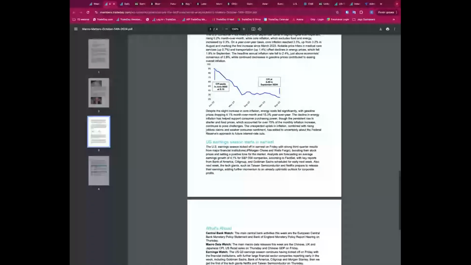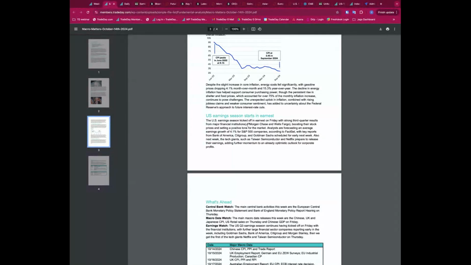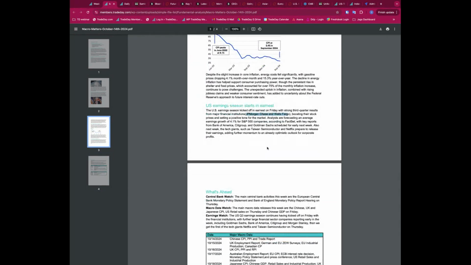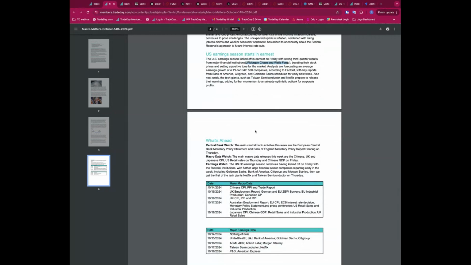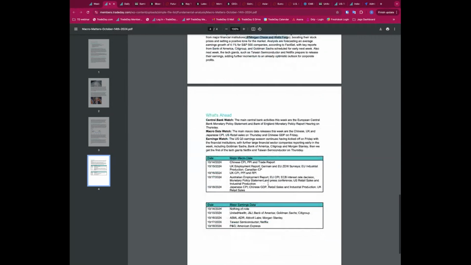US earnings season kicked off on Friday. We had JP Morgan Chase and Wells Fargo all delivering results slightly better than expected, so a good start to the earnings season. We move into earnings season in earnest going into this week. We've got the table down here. Nothing really of note today, but we'll take a look in a little more detail.